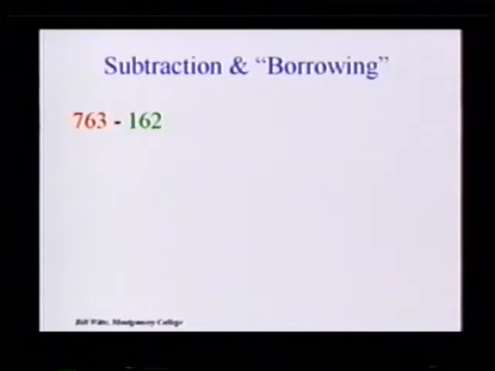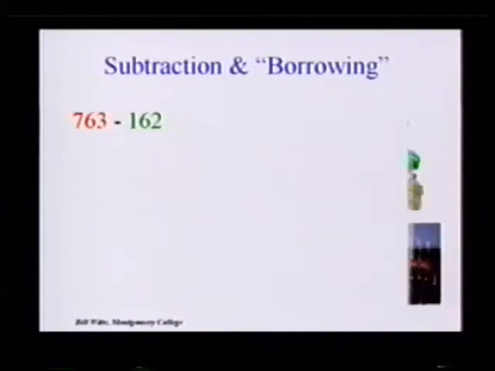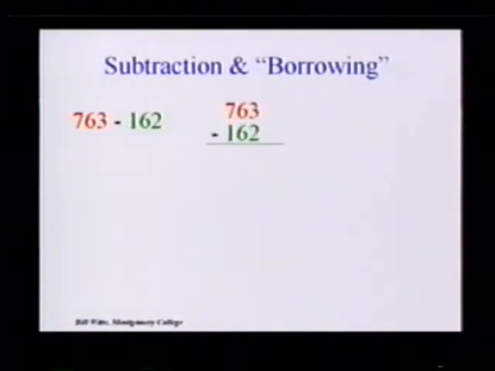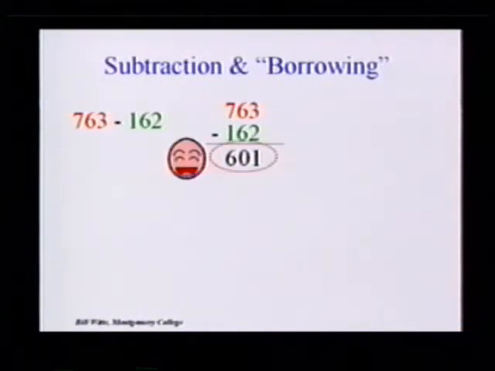What about subtraction? Well, once again, we line up the digits. Line up the ones with the ones and the tens with the tens and all that, and basically just subtract them. 3 minus 2, 6 minus 6, remember, 0 is a number. 7 minus 1, and that's an answer. Not so hard. Any problems we might have with this? You remember your old buddy carrying. Let's take a look at one like that.